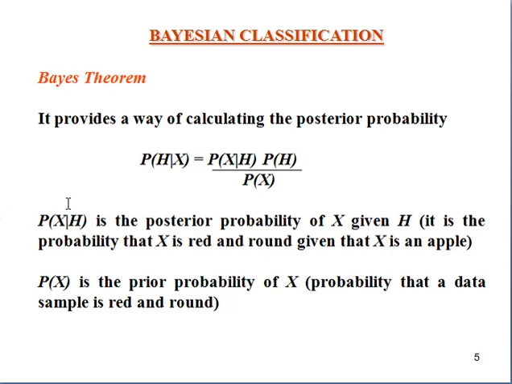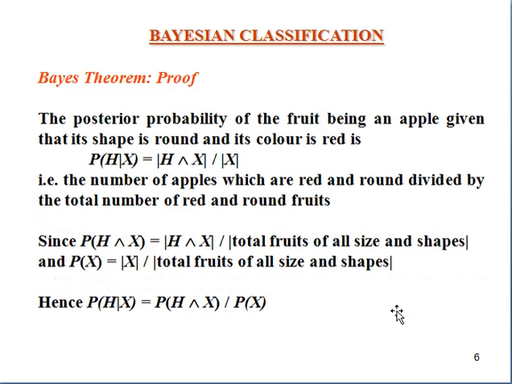The probability of x given h is the probability that x is red and round given that x is an apple, right? So with the given hypothesis, it is the probability of the data sample x. And again, p of x is the prior probability of x, which we defined in the previous slide, and it is the probability that the data sample is red and round. So this is basically the Bayes theorem.